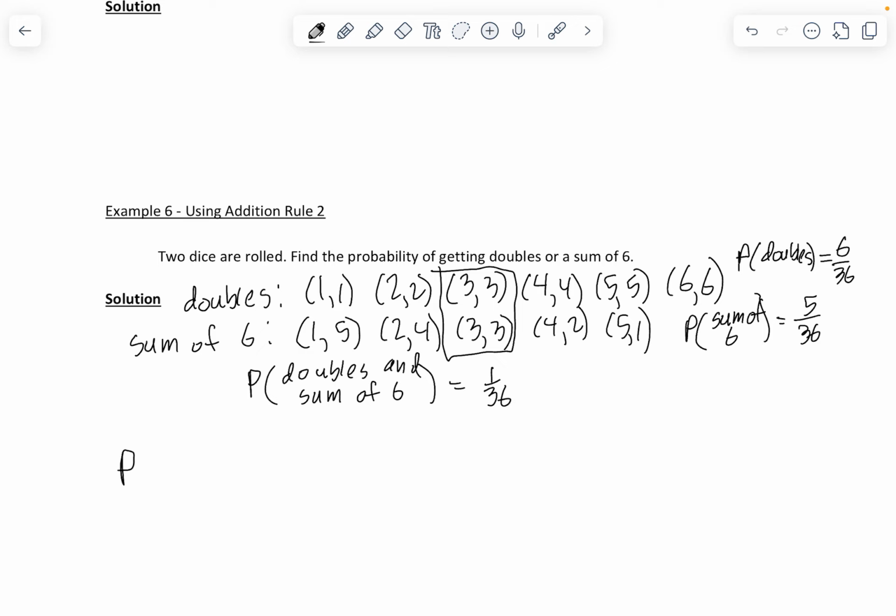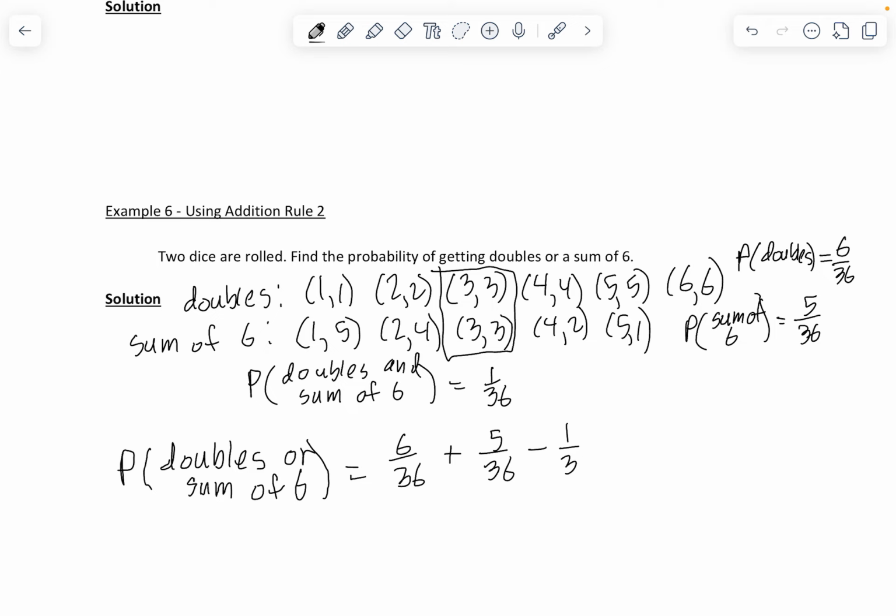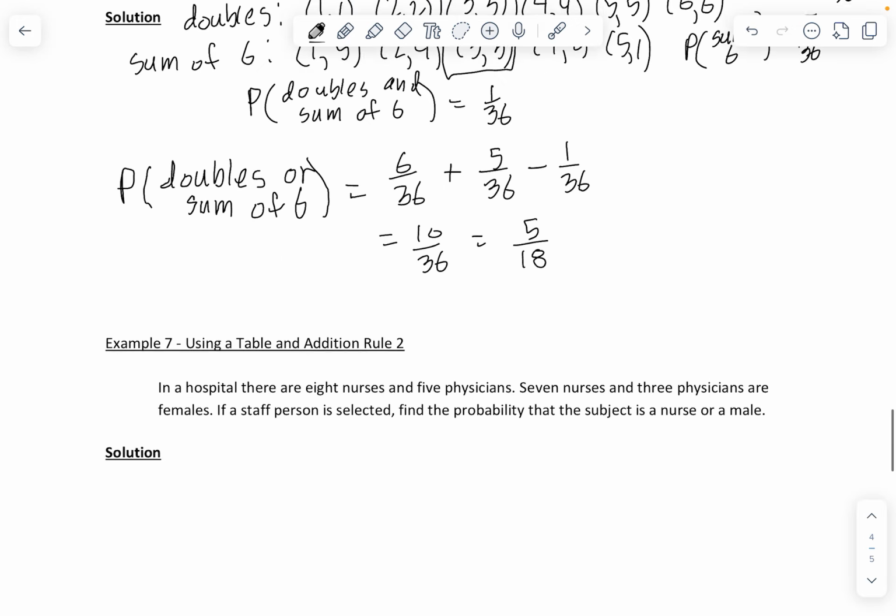So, using the addition rule number 2, I would say probability of doubles or sum of 6. This is equal to the probability of doubles, which is 6 out of 36, plus the probability of sum of 6, which is 5 out of 36, minus the probability of getting doubles and a sum of 6, which is 1 out of 36. That ends up equaling 10 out of 36, which reduces down to 5 out of 18. Okay? Let's look at another example.